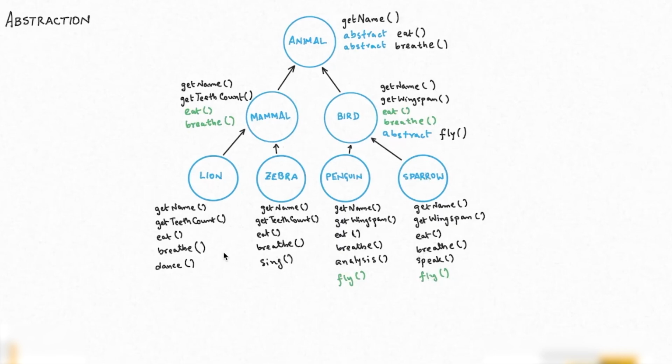And you can keep on going like this. You can keep on creating different types of lions and different types of zebras, different penguins and different sparrows. Or we can just stop here, and this can be our last layer, and from there we can create as many objects as we need.